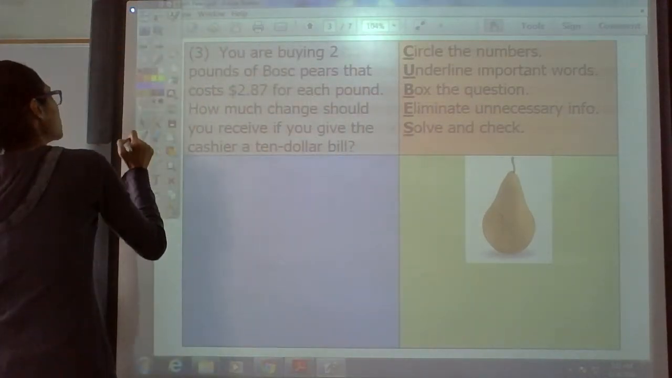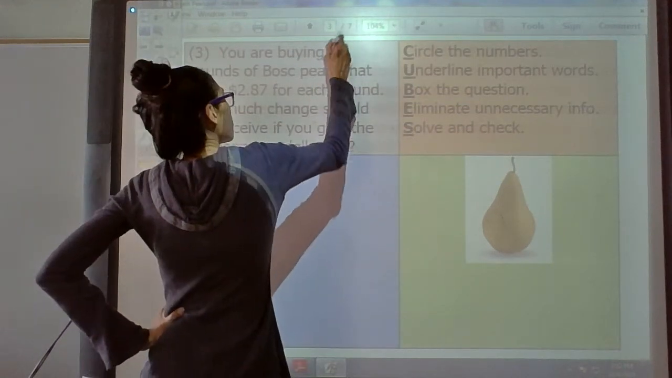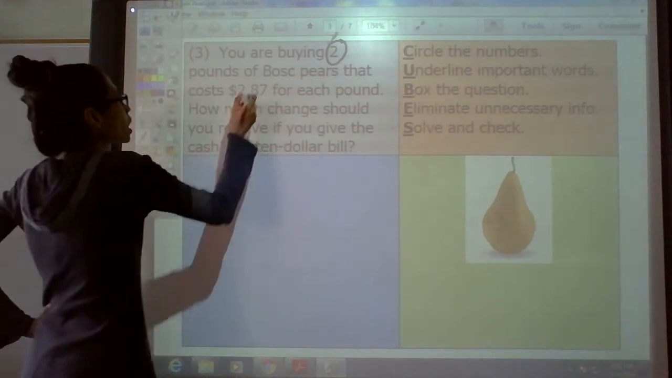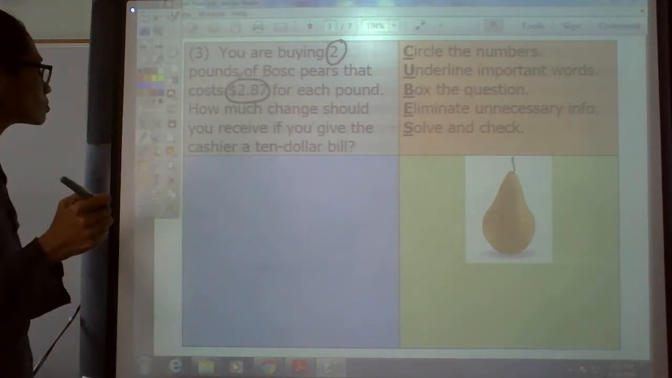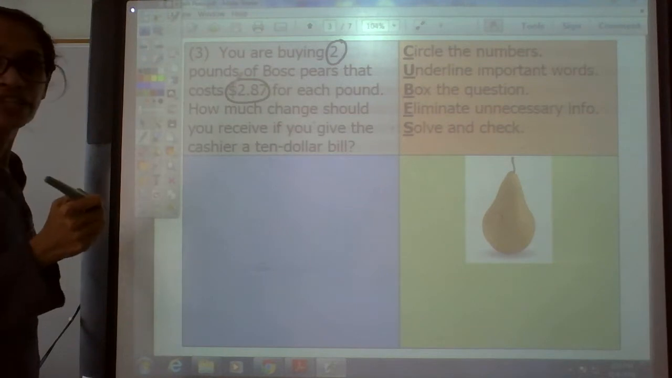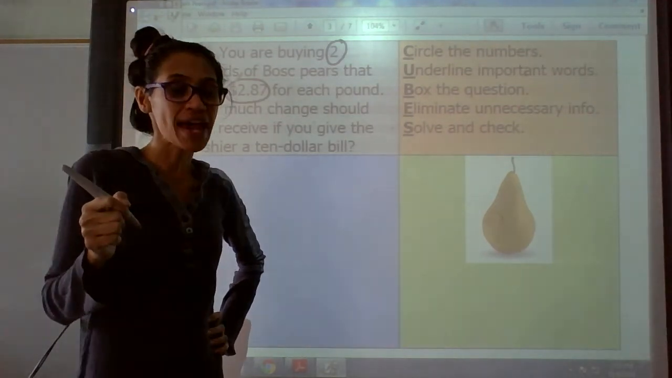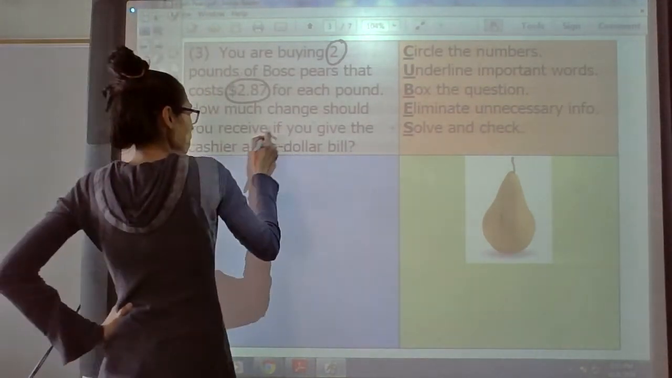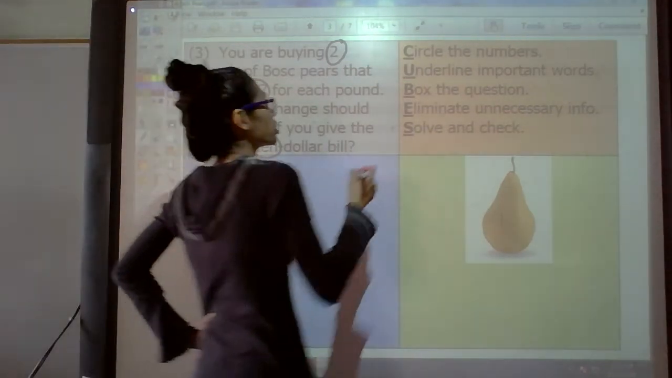Circle the numbers. Find the numbers for me. What do you see? I see the number 2 right there. What else do you see? $2.87 right there. What else do you see? I see another number. It's in word form. It's a number name. Do you see it? Right there. The number 10. I think we have all the numbers. We're done with that step.